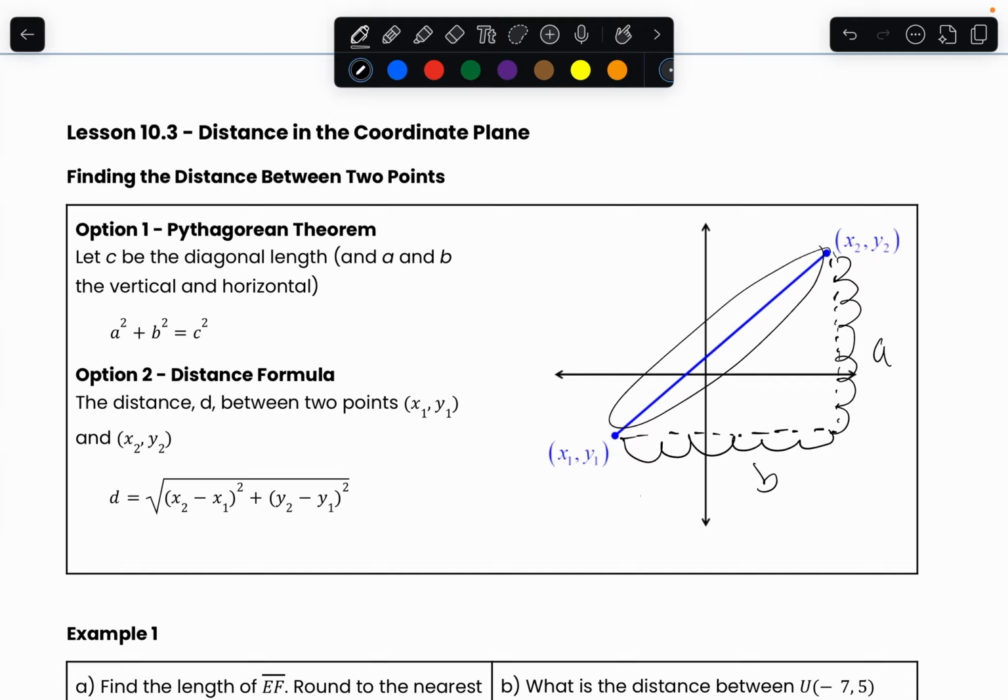Now, here's a new method that you're going to know. It's called the distance formula, because sometimes you will not be given a graph and you can't just count like this. So this is when you use the distance formula, and this is the formula that you will have to remember when you get to Algebra 2 and so on.